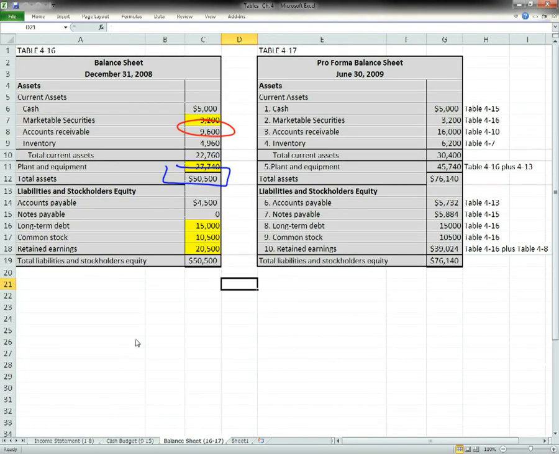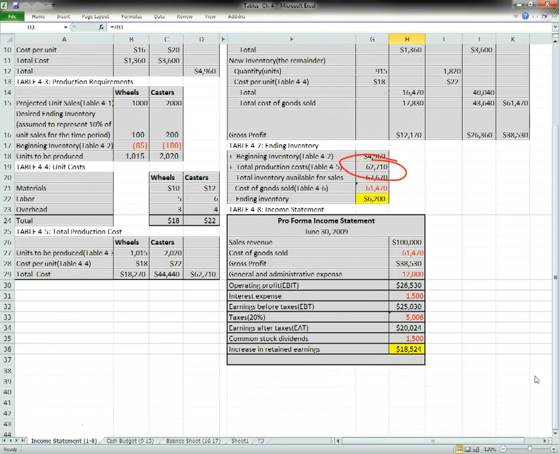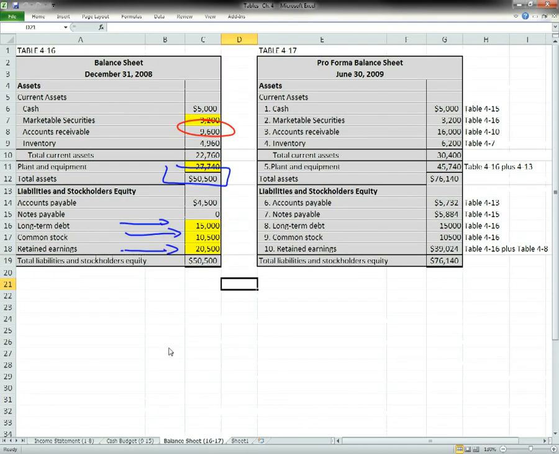Long-term debt, we'll assume was $15,000. That hasn't changed. Common stock we'll assume is 10,500. That hasn't changed. And our retained earnings was 20,500. That has changed because of our income statement. Recall from the income statement, retained earnings includes the income less the dividend amount. So we're going to end up with an increase in retained earnings of 18,524. So we pull all of that together.